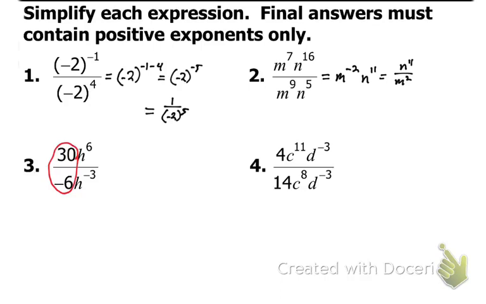30 divided by negative 6 is negative 5. And we'll have h to the 6 minus that negative 3. But what happens when I subtract a negative? It turns into a positive, so we should have negative 5h to the 9th as my complete answer. Are we good with that?